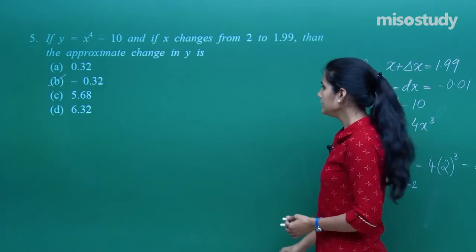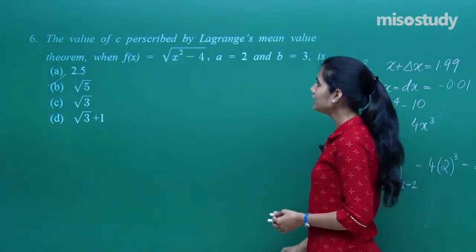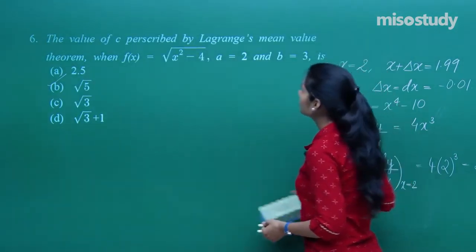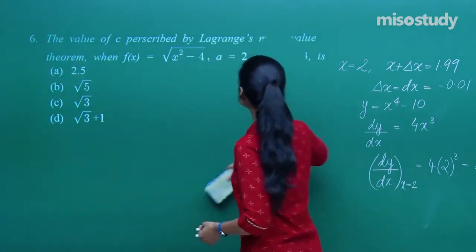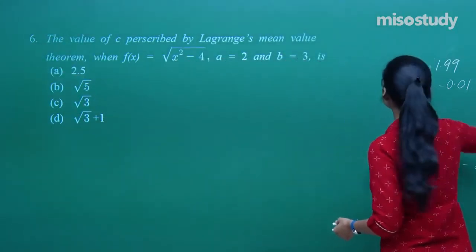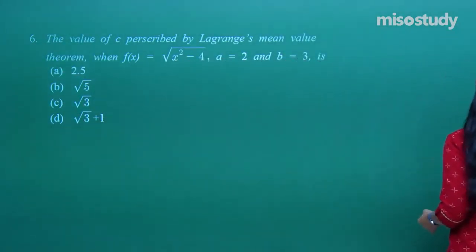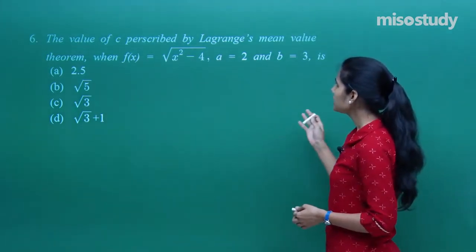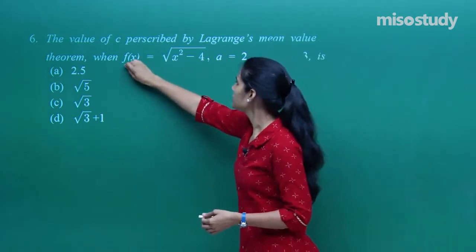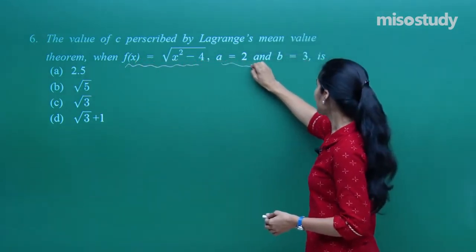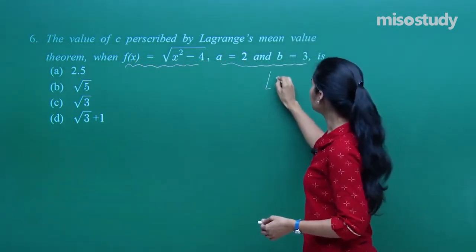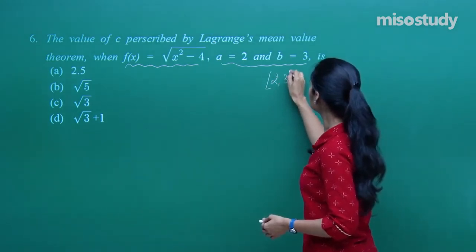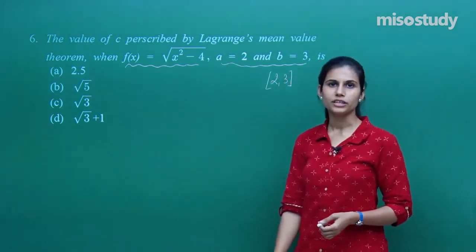Okay? Next question says that the value of c prescribed by Lagrange mean value theorem when f of x is this, a is this and b is this, is what? Let's see. Okay, so the value of c prescribed by the Lagrange mean value theorem. See, this is the function given to you, and a is 2, b is 3, which means you need to talk about the closed interval 2 comma 3.